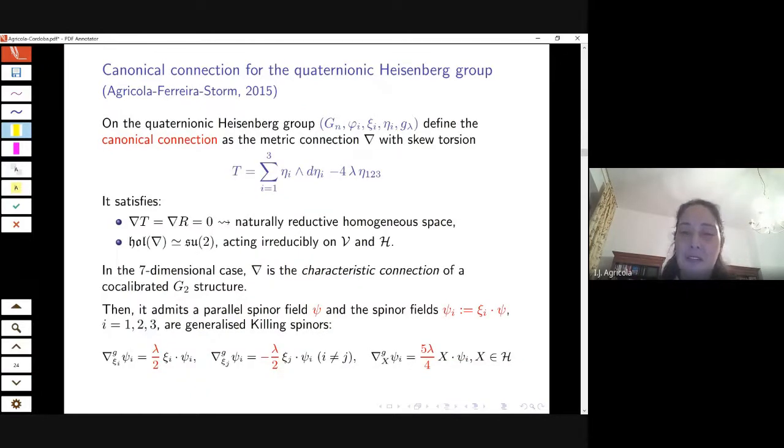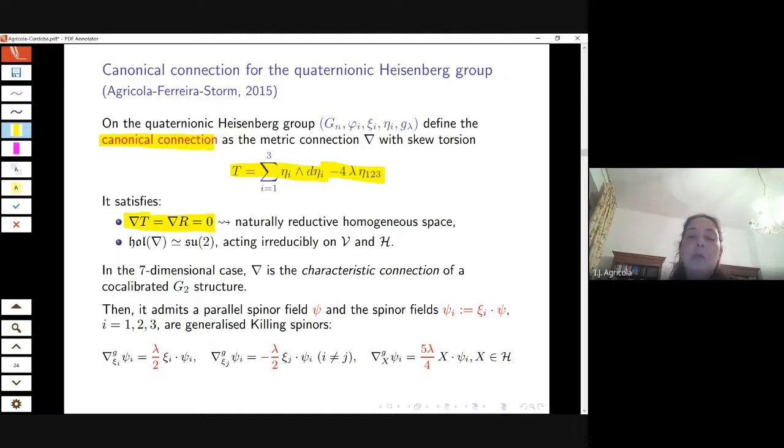Let's look at the second example, the canonical connection for the quaternionic Heisenberg group. So I take the Heisenberg group as before, and I define first the connection in the following way. It's again a similar summand, but now I take a different constant in front of the wedge product eta_1 wedge eta_2 wedge eta_3. Why is it reasonable to take this connection? Because the torsion is parallel and the curvature of that connection is parallel as well. Therefore, this is a naturally reductive homogeneous space, and the connection we found is just the Ambrose-Singer connection from the Ambrose-Singer homogeneity theorem.